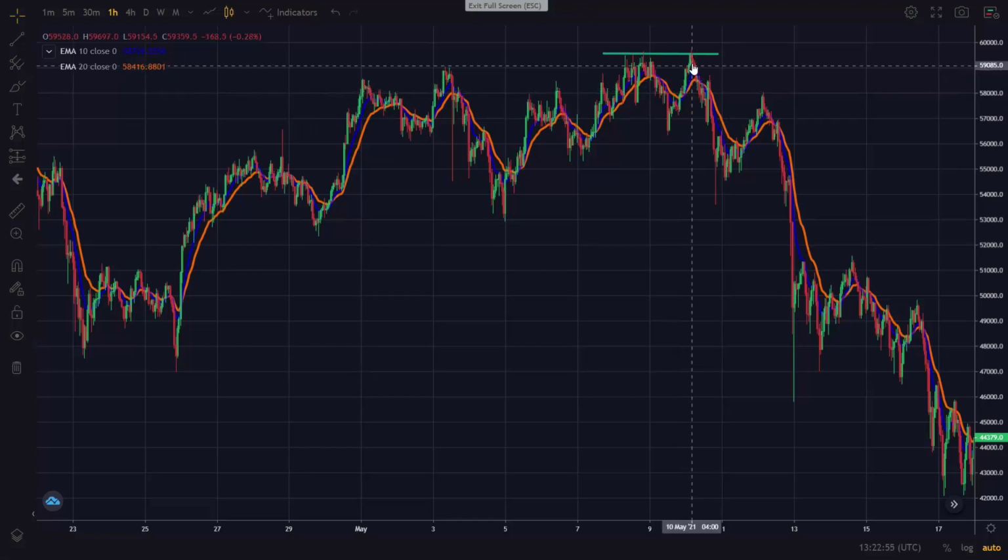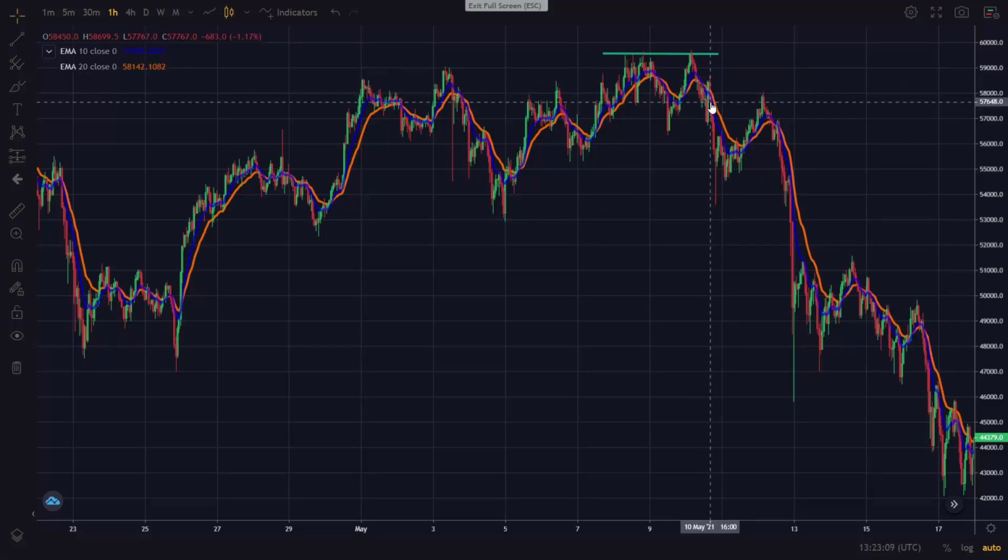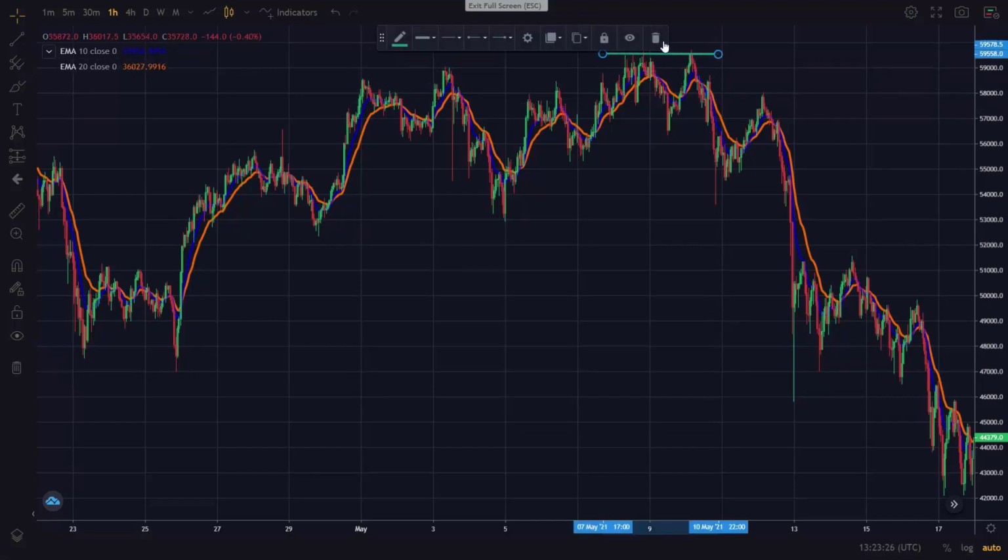Now when we get this second bounce off this key level here, it does not necessarily mean the trend is about to reverse. What we're going to look for is a cross below the 20 period EMA, which would show that now we are in a downtrend, and now you are able to open up a short position which will lead you to profits. So those are the three strategies that we can use to determine a reversal in day trading crypto.